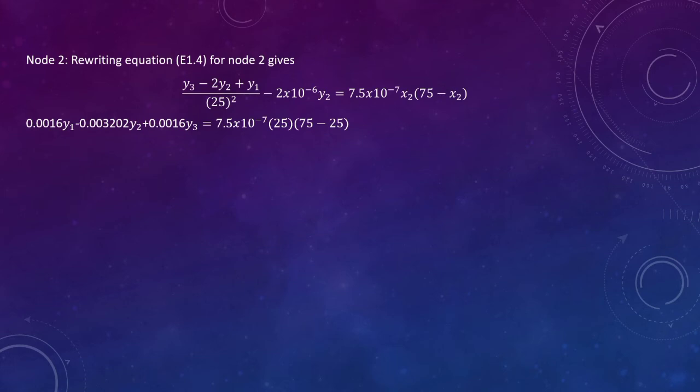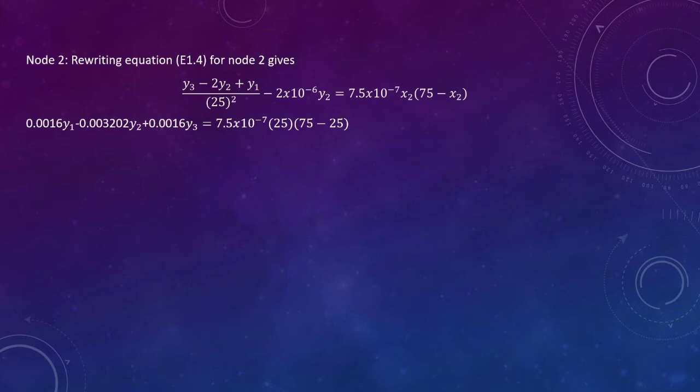Node 2. Rewriting the equation for node 2 gives y sub 3 minus 2y sub 2 plus y sub 1 over 25 squared minus 2 times 10 raised to the power of negative 6 times y sub 2 equals 7.5 times 10 raised to the power of negative 7 times x sub 2 times the quantity of 75 minus x sub 2.